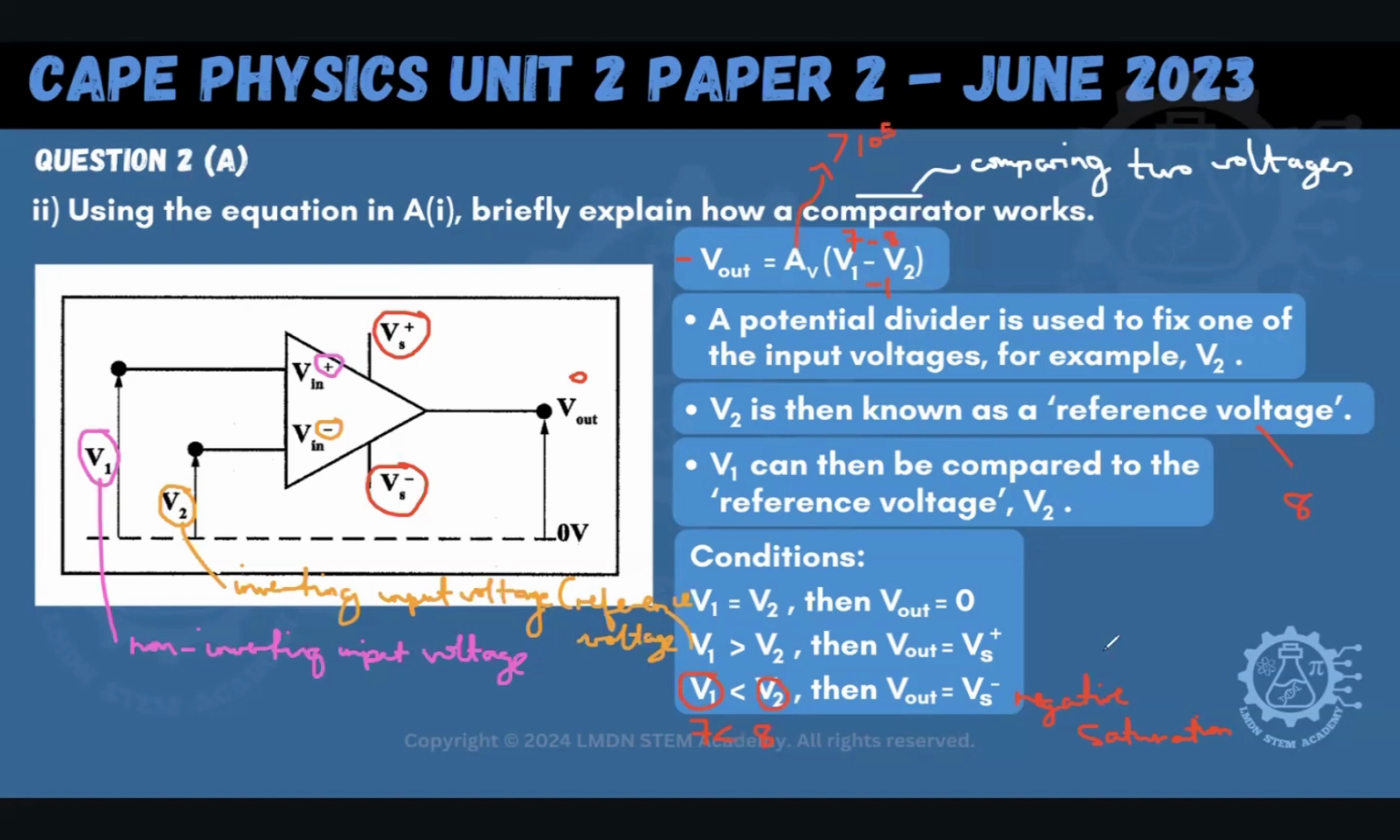Okay, and so that's why you would have seen the negative saturation, or the negative voltage supply, shown as your output, and you'll know, wow, V1 was less than V2. Okay, so that's how the comparator works.